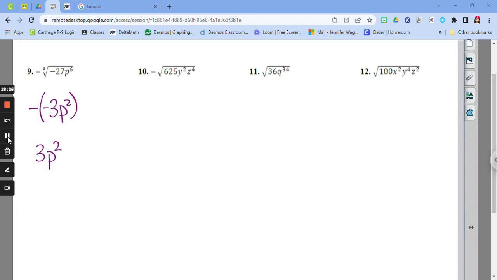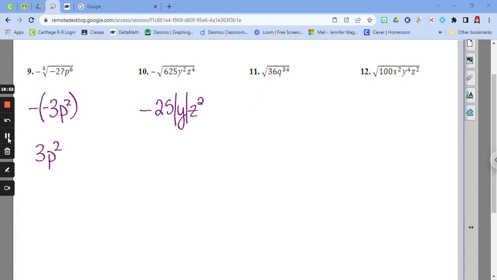Okay, let's take a look. Negative just travels with it. The square root of 625 is 25. On y, 2 divided by 2 is 1. On z, 4 divided by 2 is 2. So I need absolute value around the y. Even index, odd exponent.